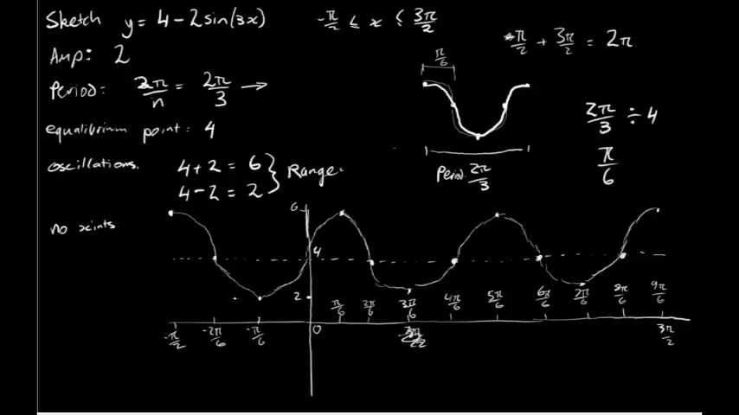So that's all we need to graph. I could label the points that I've drawn in there. That would probably be good, but I've got my scale on the x-axis anyway, so that's all right. So that's all we need for example 5.